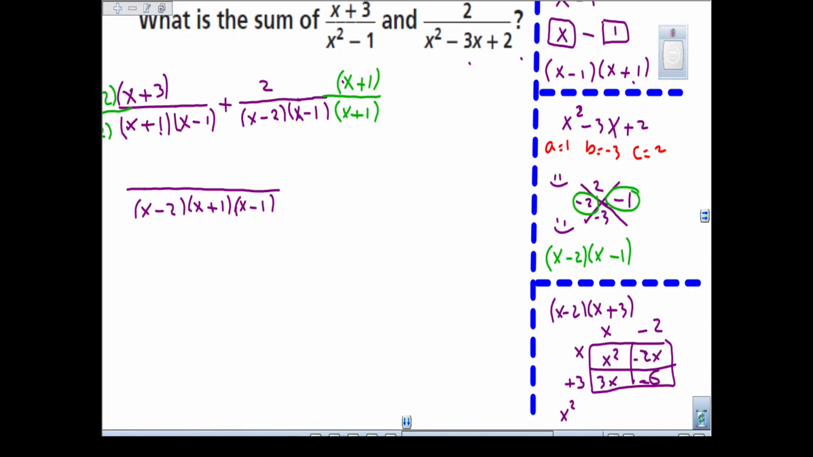Once I do too many of these boxes, I could actually simplify within the box. This guy could be simplified with this guy. So basically I'm saying 3x minus 2x, which is just 1x. So x squared plus 1x minus 6. That's what I get at the top here. So x squared plus x minus 6.